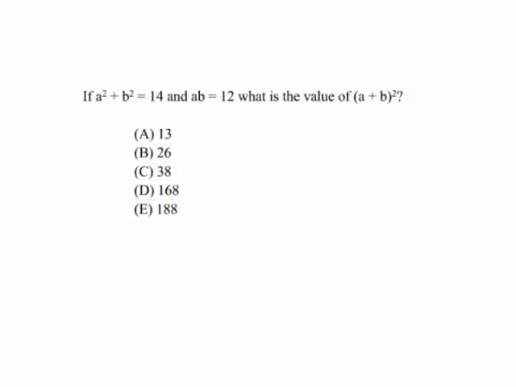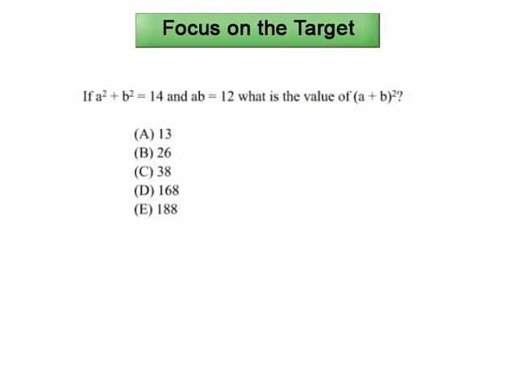This is another one of those problems where you really have to focus on the target. Our target here is the value of a plus b squared. Look at what they give us as clues. They give us a squared plus b squared equals 14 and ab equals 12. That looks a little odd. I mean, ab is kind of a curious thing to give you.